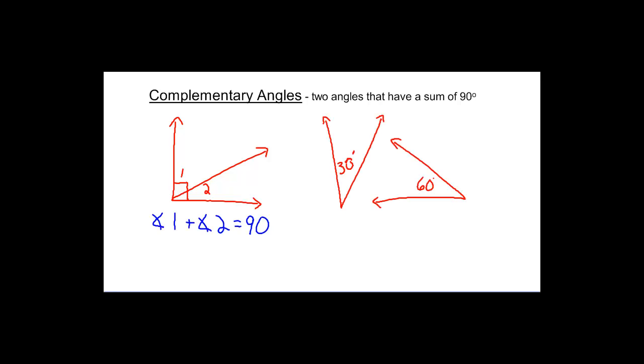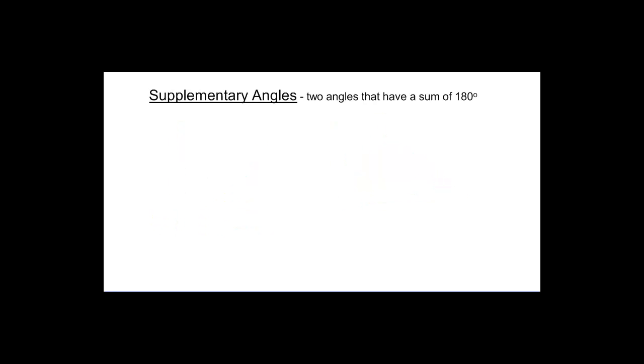Another relationship between two angles are complementary angles. Complementary angles are angles that have a sum of 90 degrees. My first picture is a set of complementary angles that are adjacent to each other. In this case, angles 1 and 2 do add up to 90 degrees. This second set of angles is also a set of complementary angles. This set of complementaries, though, are non-adjacent. They don't have a common vertex and side.